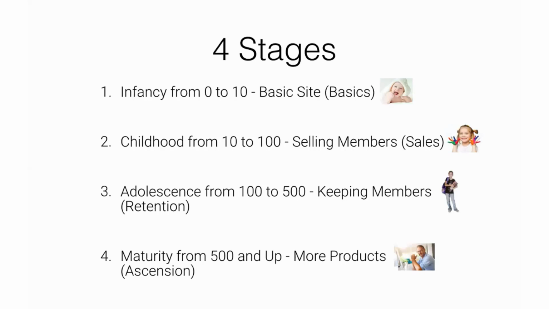You just got to keep more of the members that you already have, and the members that are coming in, you got to learn to keep more of them. We'll talk about some ways to do this. In stage 4, in maturity, from 500 and up, it's all about ascending members. It's all about upselling, cross-selling, building more products.